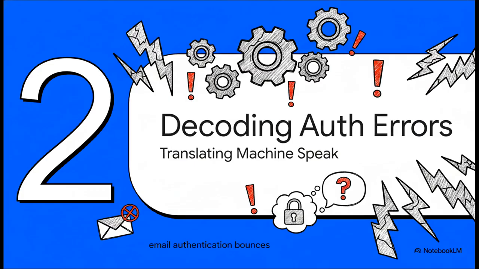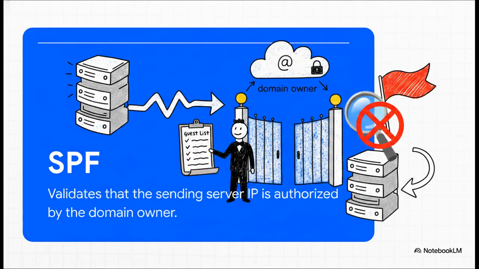Let's look at the core authentication protocols and see how they trigger those really intimidating error codes when something goes wrong. First up, we've got SPF, or Sender Policy Framework. The easiest way to think about SPF is like a VIP guest list at the door of a club. It simply verifies that the server IP address trying to send the email is explicitly authorized to do so for your domain. If that IP isn't on the DNS record guest list, boom! The email raises a massive red flag.